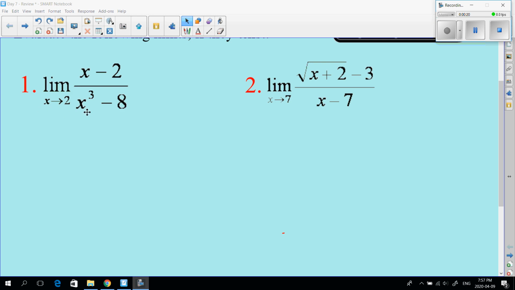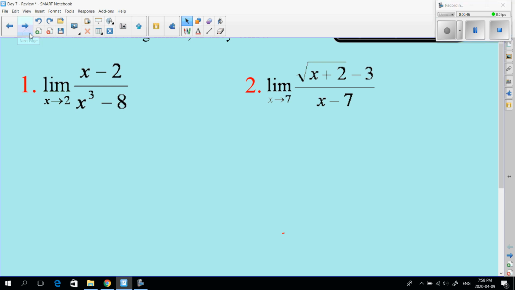Remember, with every limit, the first thing you should try and do is some direct substitution. So this limit reads, the limit as x approaches 2. So what I can do in the beginning is try and substitute a 2 everywhere I see an x. So I do that. In the numerator, I've got 2 minus 2, that gives me 0. In the bottom, I've got 2 cubed, which is 8, minus 8, gives me 0 as well.